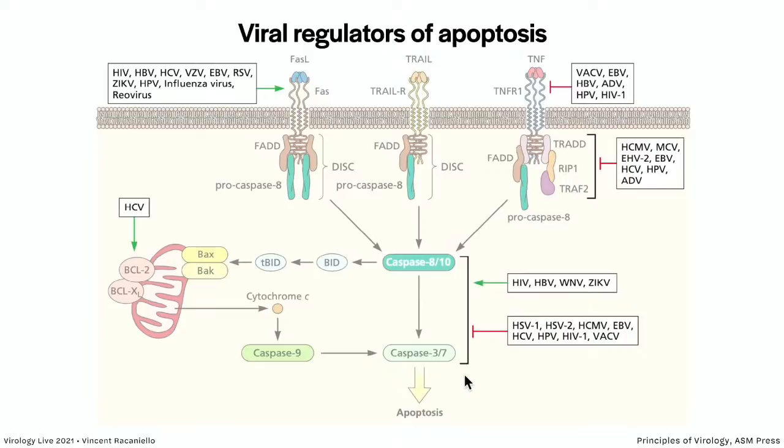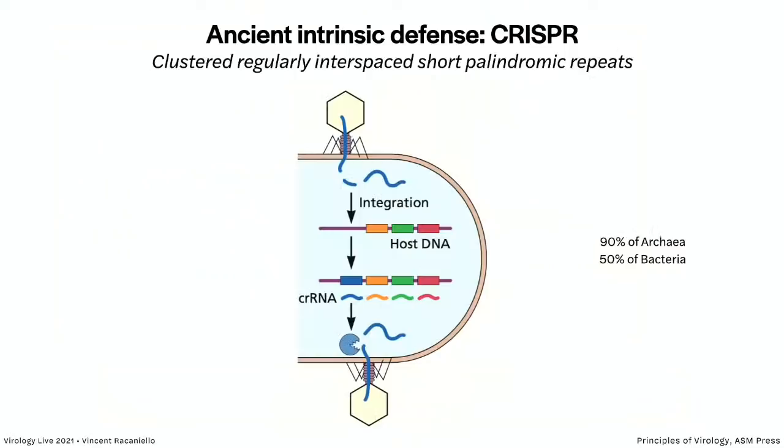So why would a virus stimulate apoptosis? Well, not why, but what would be the function? Perhaps to facilitate release of virus particles from the cell. And in inhibition of apoptosis, well, if a virus has a particularly long reproduction cycle, then it might be beneficial to inhibit apoptosis to allow assembly of new virus particles to begin. All right, so that's another intrinsic defense.